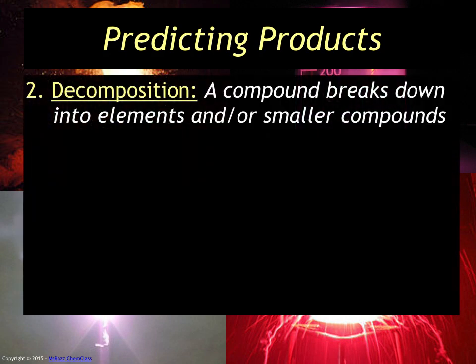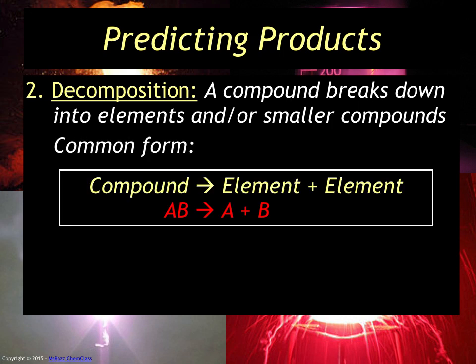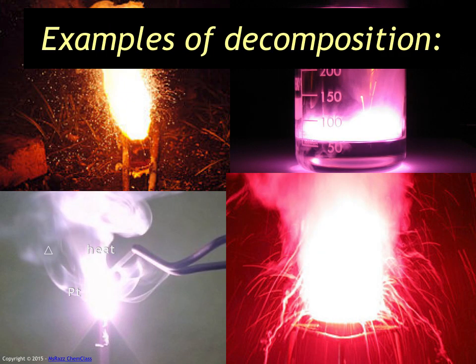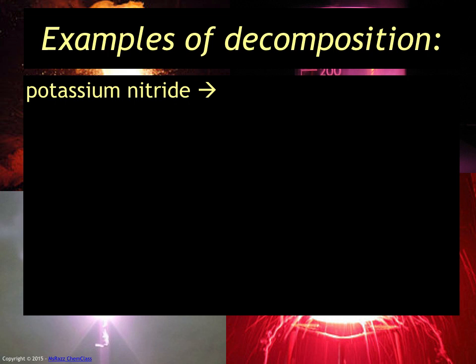For decomposition reactions, this is when you have a compound that's breaking down into elements or smaller components. So synthesis was taking two things and making one. Decomposition is taking one thing and making two. The common form for this one would be compound yielding element plus element, or AB yields A plus B. Looking at some examples, if we start with potassium nitride, that's going to break down into potassium and nitrogen.